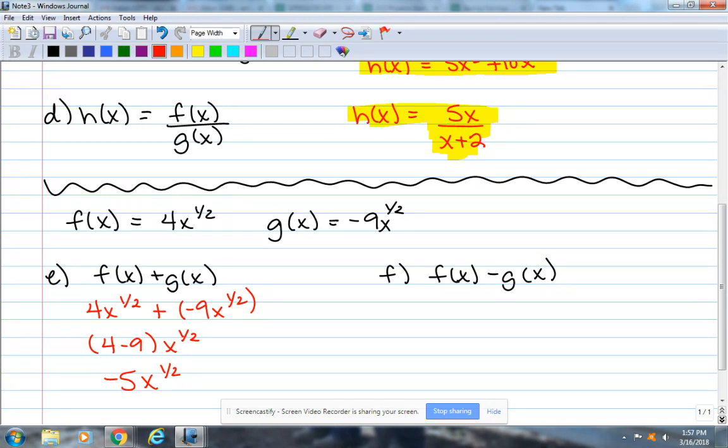So I'm going to do the next thing up, same thing over here, except I'm subtracting f minus g. So I'm going to say 4x to the 1/2 power minus negative 9x to the 1/2 power. And minus a negative is the same thing as what? Adding, right? So I'm going to do the same thing. I'm going to put my 4 and my 9 together because they have the same exponent. And what is 4 plus 9? 13. So it's 13x to the 1/2.